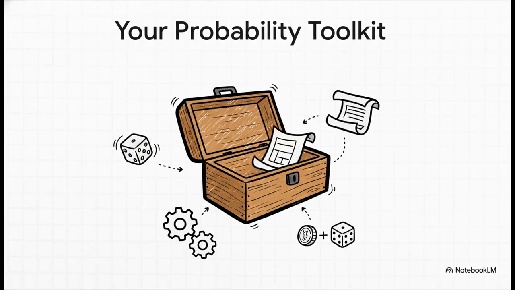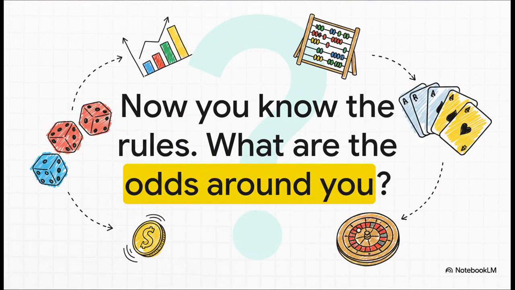So, let's do a quick recap. We've put together a pretty great probability toolkit. We know a chance experiment is the basic action. The sample space is the list of everything that can happen. The probability formula is the math we use to calculate the odds, and compound events are just what happens when you mix them together. You've basically learned the secret rules of chance. So next time you're playing a game, or even just wondering about the weather, you won't just see randomness. You'll see the numbers behind it. So take a look around. What are the odds at play in your world?